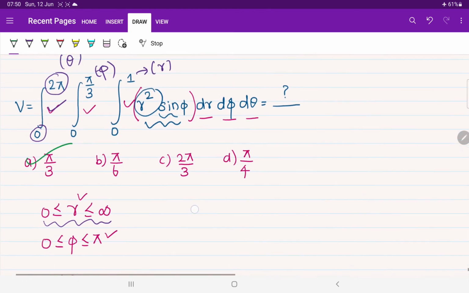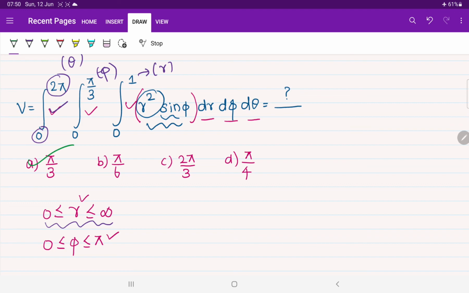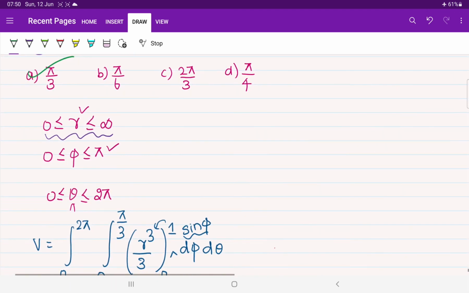This is how we integrate a triple integration function in spherical coordinates. Basically this coordinate simply means spherical coordinates.